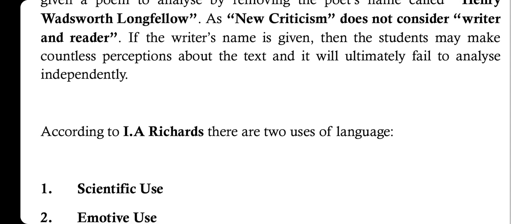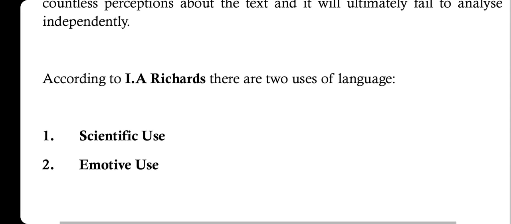According to I.A. Richards, in his book Principles of Literary Criticism, in chapter 34, the two uses of language, he has mentioned that there are two uses of language. Number one is the scientific use, and number two is the emotive use of language. Again, I am repeating it: number one is the scientific use of language, and second is the emotive use of language.